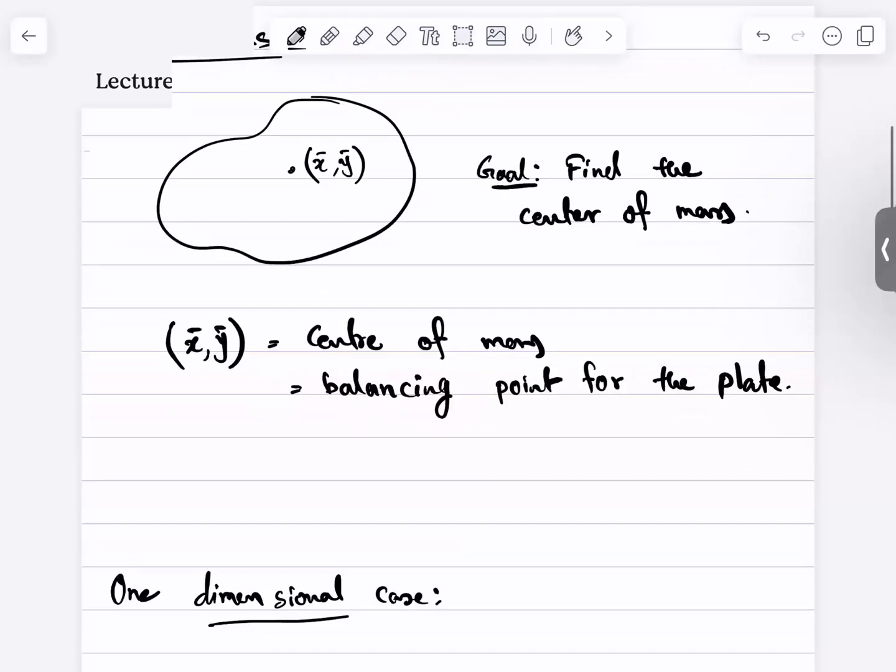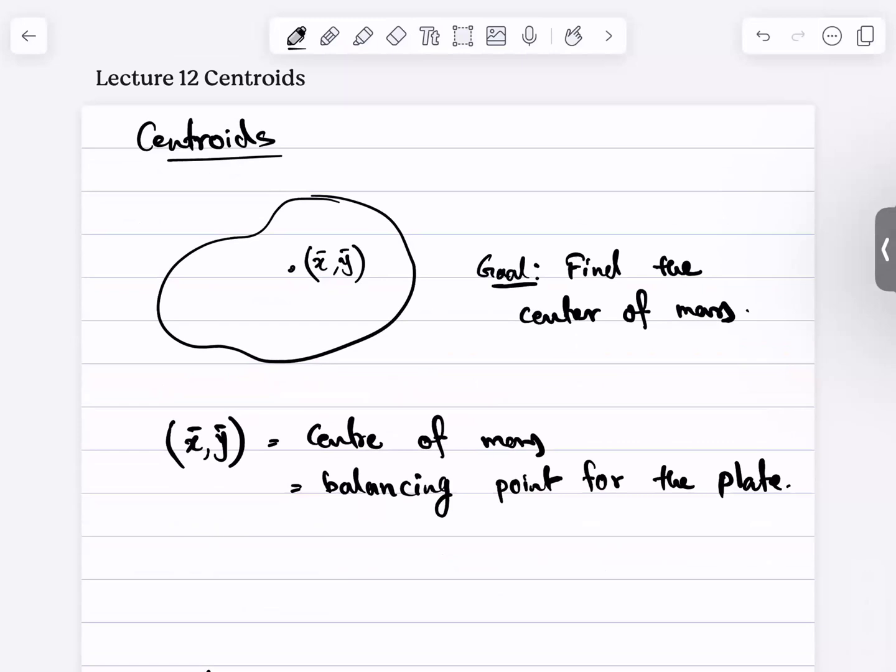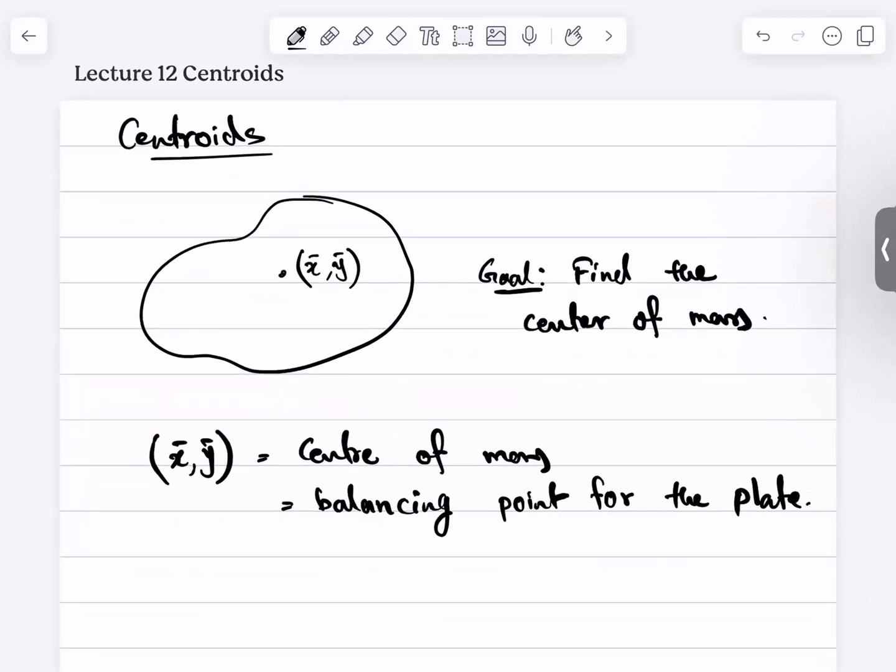Okay, so welcome back to lecture 12 of MA 221. So today we'll be mainly discussing centroids.